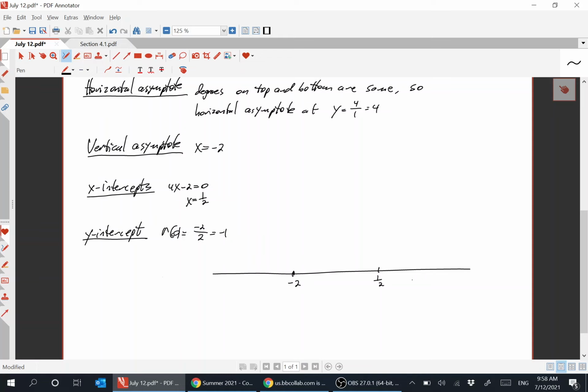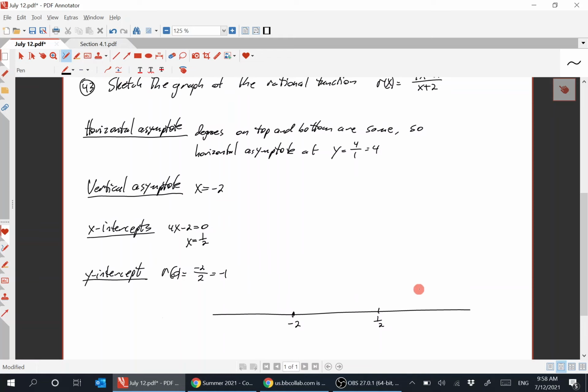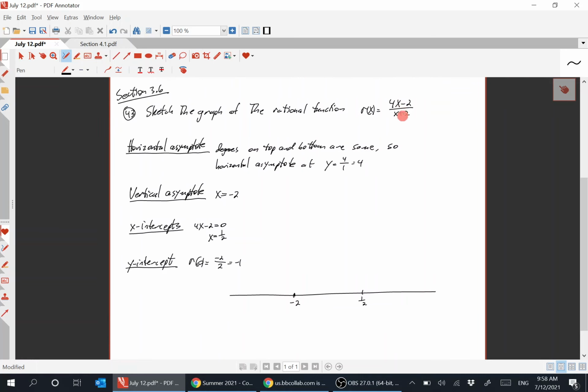Now we look at these intervals and see whether the function is positive or negative on each. We test a point in each interval. Here we'll try x equal to minus 3: negative on the top, negative on the bottom, so negative over negative makes the function positive. Inside here, we've got x equal to 0: negative on the top, positive on the bottom, so the whole function is negative. And for x bigger than a half, try x equal to 1: positive on the top and the bottom, so the rational function is positive.